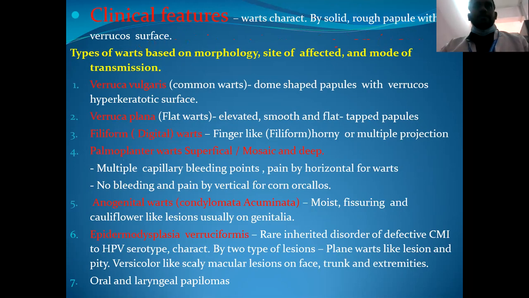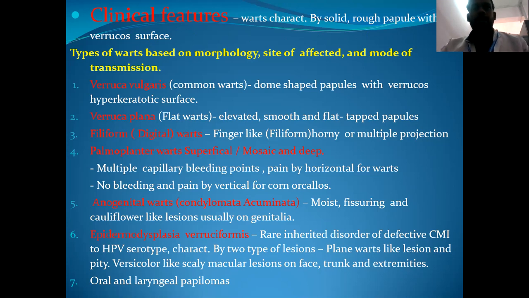Coming to the clinical features, warts are characterized by a solid, rough papule with a verrucous surface. The types of warts, based on morphology, site affected, and mode of transmission, can be classified into verruca vulgaris, which is nothing but common warts. It presents with dome-shaped papules with a verrucous hyperkeratotic surface.